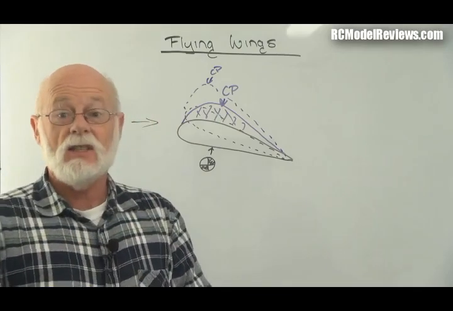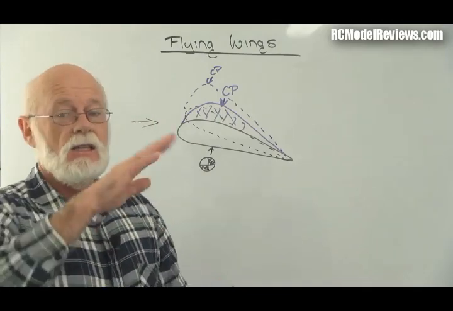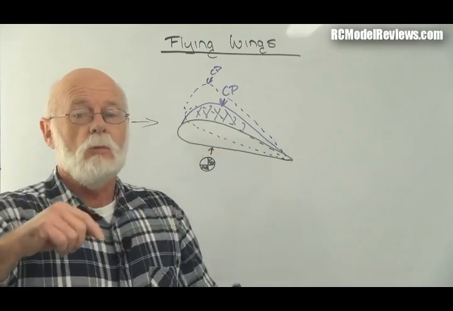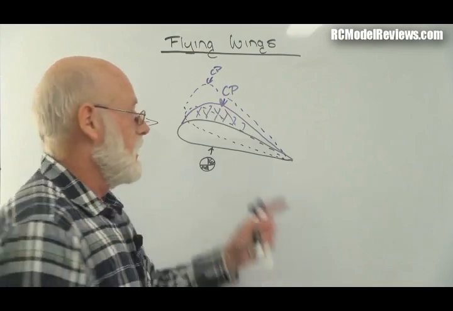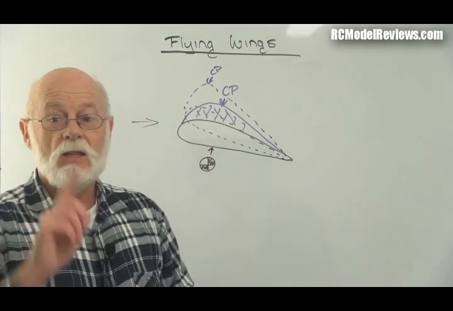So it's inherently unstable, it has negative stability. Any deviation from the perfect angle will be accentuated by that negative stability. And so that will not work as a flying wing. And that explains why we have tails.